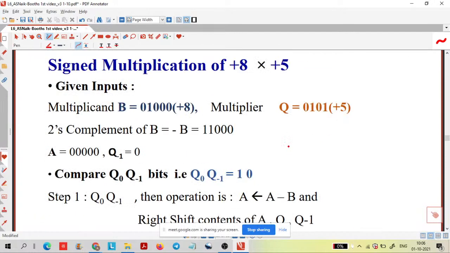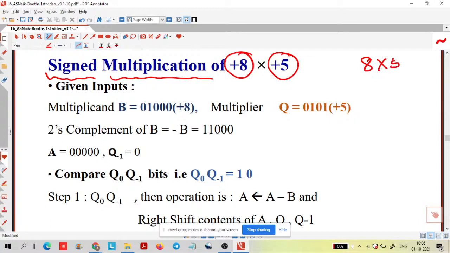Now today we will perform signed multiplication of plus 8 into plus 5. So 8 into 5, how much? 40. You should get this while performing Booth's algorithm. Normally 8 into 5 means 40, but in this Booth's algorithm you should also get that 40.